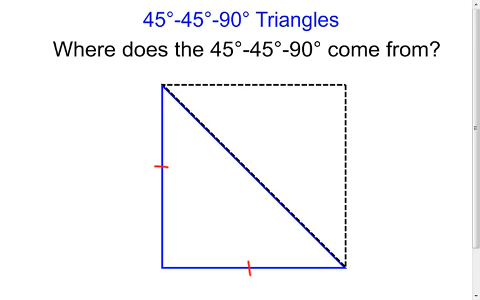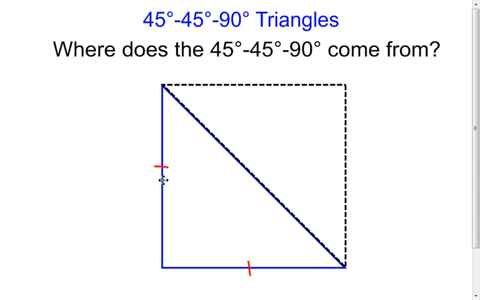So that tells me that in my 45, 45, 90 triangle, two of the sides are going to be congruent. And that's going to be very beneficial. If you can remember that, you really don't need to know the properties that I'm going to show you next, but the properties will make it faster.